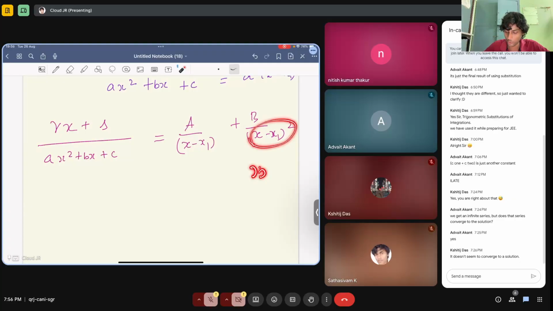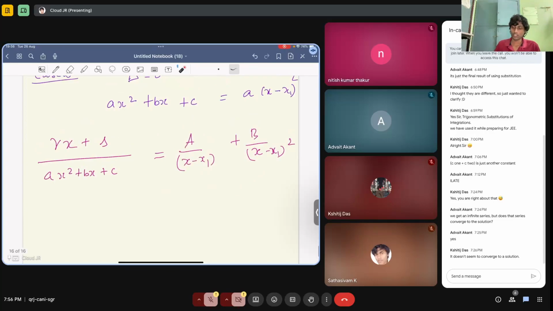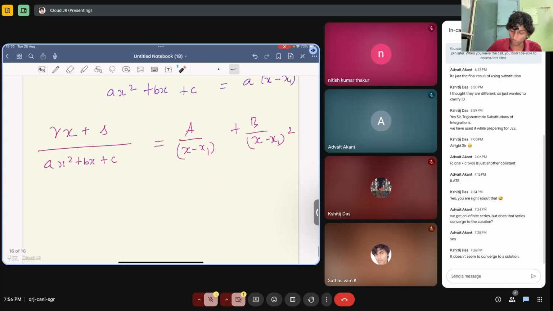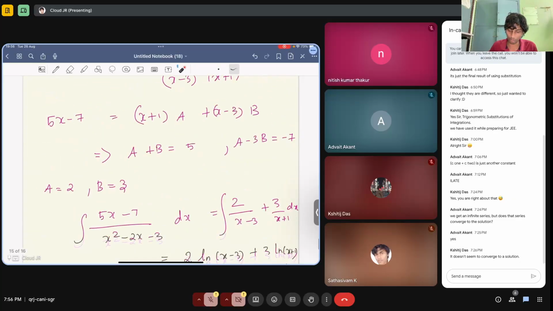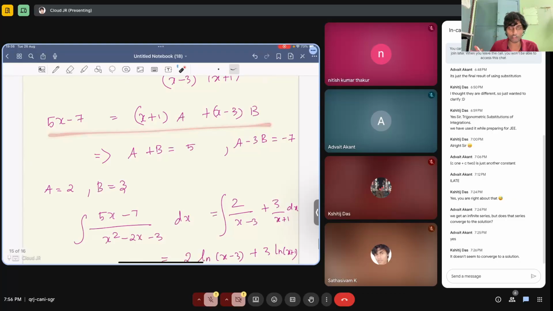See it as x power. You do a substitution. Let's say u equal to x minus x1, and then that becomes u power minus 2. So it will become b u power minus 2 plus a. This becomes ln, of course, and then you can integrate. So the integration is not a problem. And how do you find a and b? A and b you can find exactly like how we find here. So I'll just leave it as an exercise.